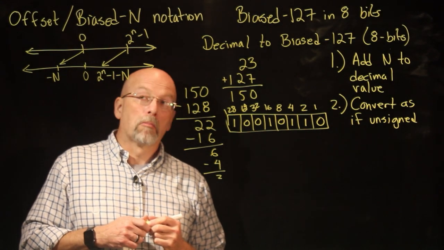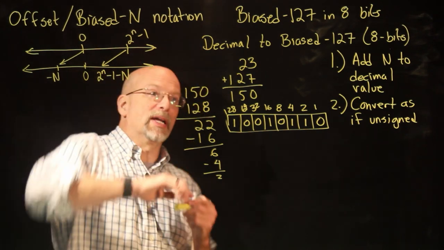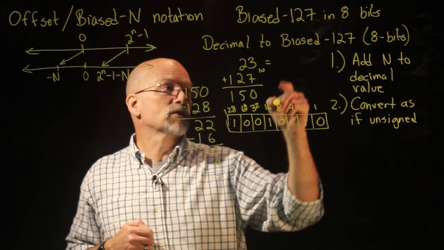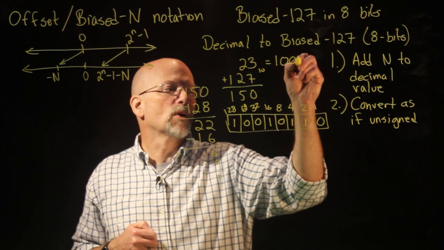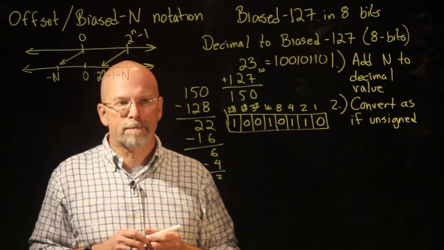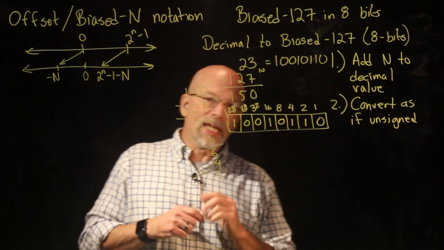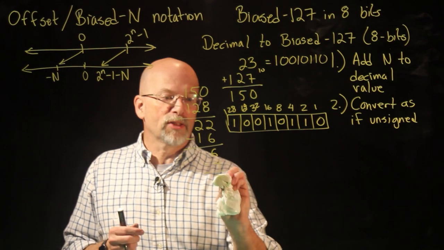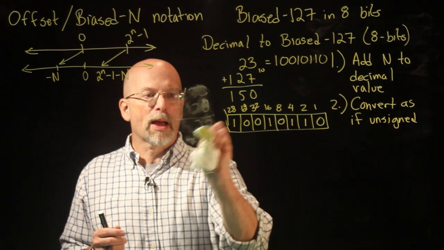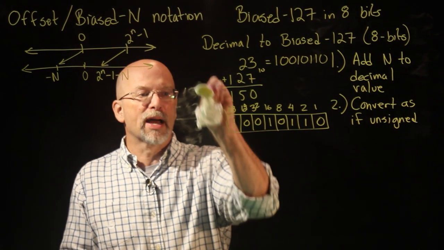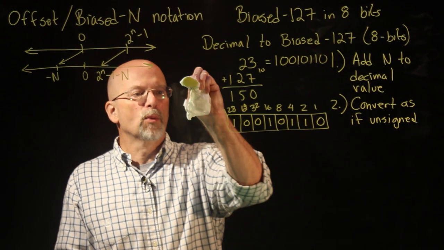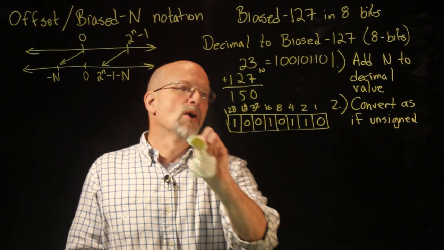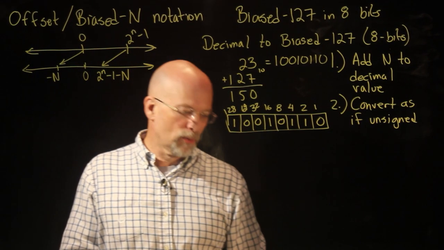So 23 base 10 in bias 127 notation is 10010110. All right. Now, there's actually a quick way we can check to see if we did this correctly. Remember, addition and everything works just fine whenever we're talking about binary numbers, regardless of whether we're doing it in binary or decimal. So if I were to take the binary pattern that represents 23, would I get the same result I got before?